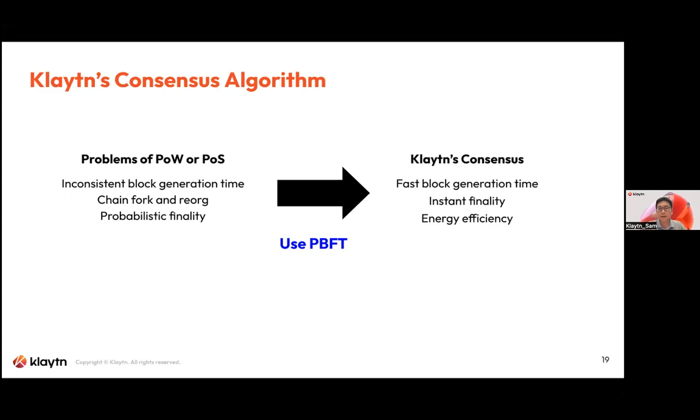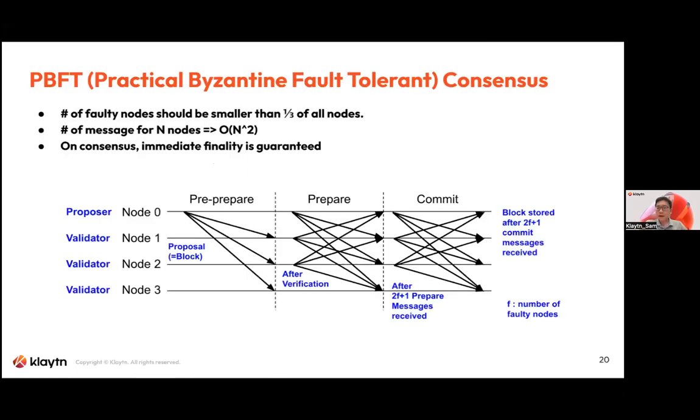To overcome and solve these problems, we could think of PBFT as an alternative, and that's the reason Klaytn chose a PBFT based consensus algorithm as its main consensus. We wanted fast and consistent block generation time rather than an inconsistent one, and we wanted instant finality, and we also emphasized energy efficiency. So I believe PBFT was introduced in the lecture. Is that correct, or do I have to explain this again?